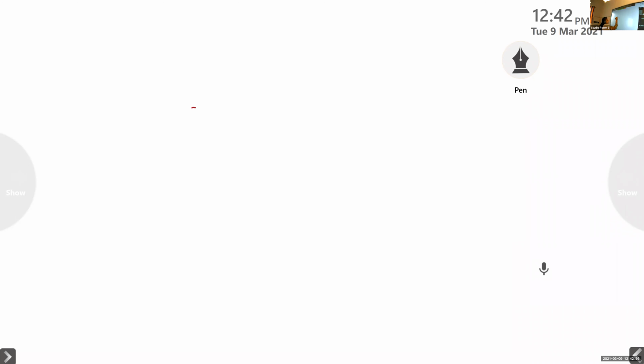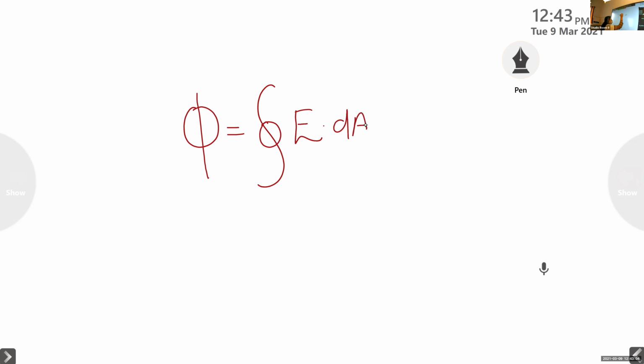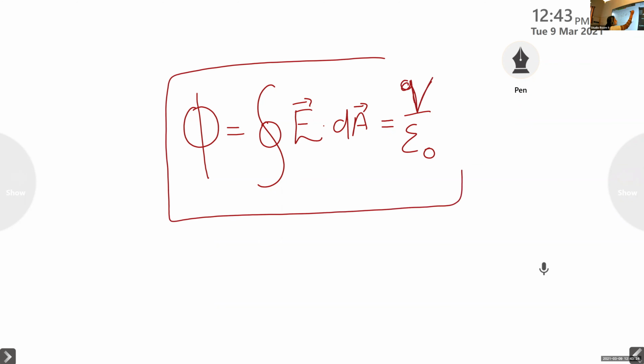So the equation for the electric flux that we are already studying, phi is equal to closed surface integral of E dot dA, right? And according to Gauss's law, this is equal to 1 by epsilon 0 times the charge enclosed by the surface. 1 by epsilon 0 into charge, that is equal to Q by epsilon 0. This is what our Gauss's law states.